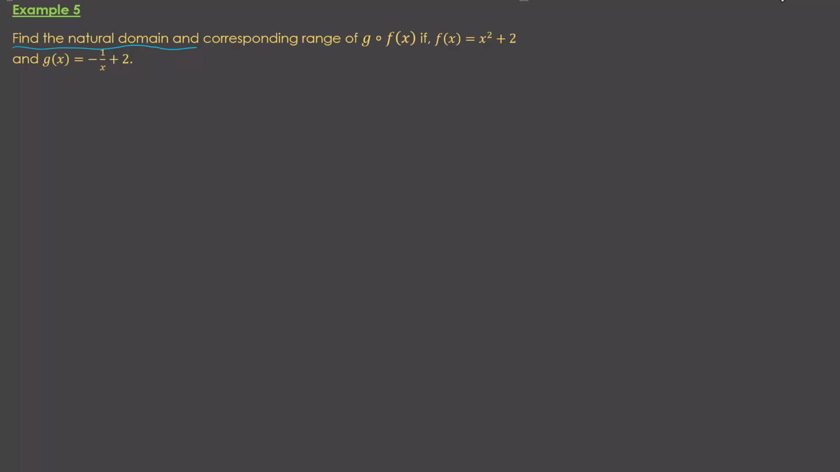Find the natural domain and corresponding range of g of f of x if f of x is x squared plus 2 and g of x is negative 1 over x plus 2. So if we're starting with x, we're going to go into the function f first, and the output will be x squared plus 2.